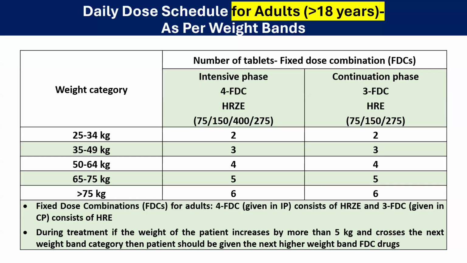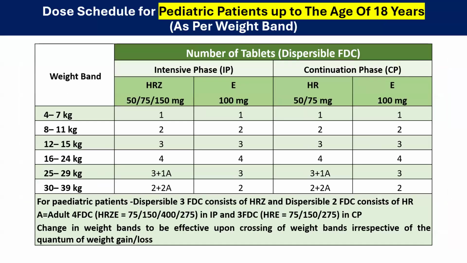For the children, pediatric patients up to the age of 18 years, again based on the weight band, but exclusively for pediatric patients, the dispersible FDC consists of HRZ and the 2 FDC consists of HR. The most important point again here is the change in the weight bands, which has to be effective on crossing the weight bands, irrespective of the quantum of weight gain or loss.